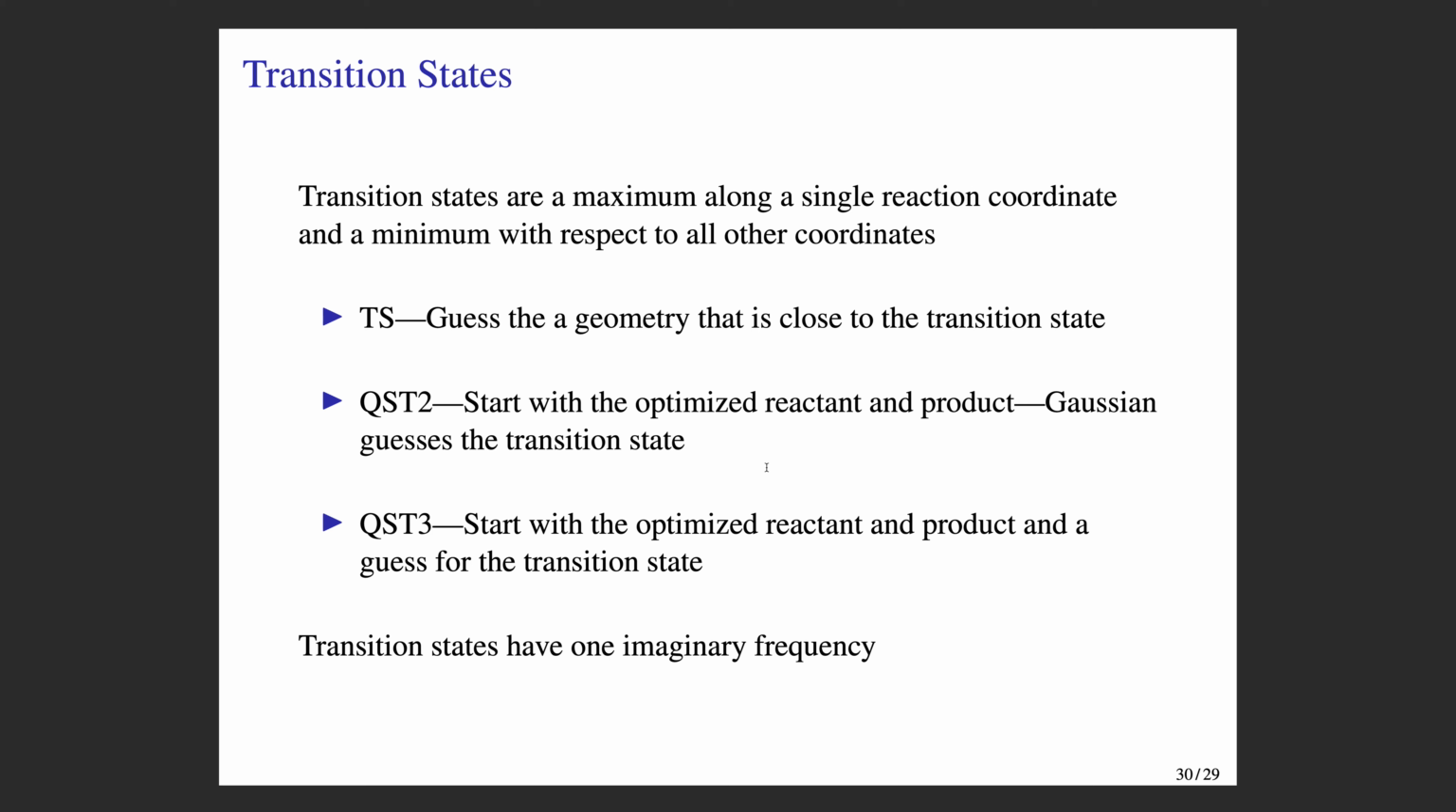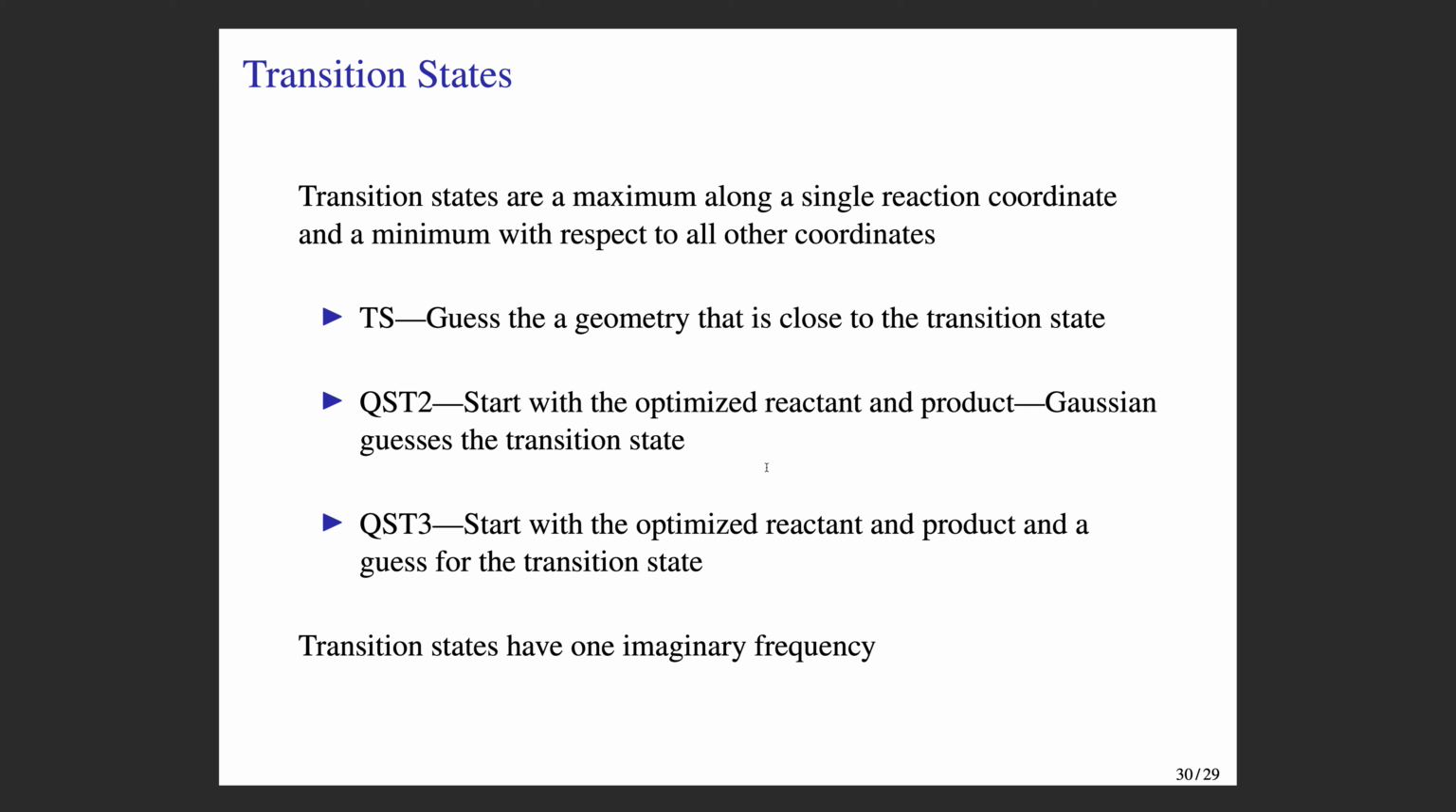Sometimes it doesn't work, and you need to start with your own guess for the transition state using your chemical intuition. And here it's called the QST3. So you would provide 3 input geometries to Gaussian. You'd have the reactant and the product, and then you'd also have a transition state structure that you're suggesting.